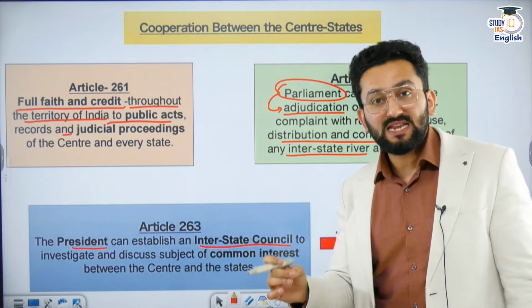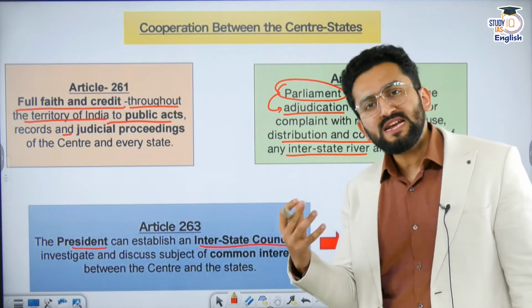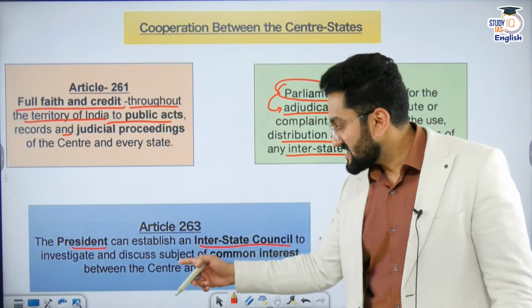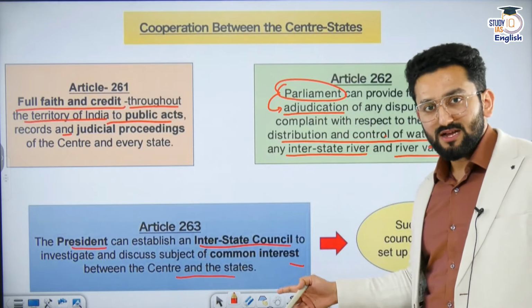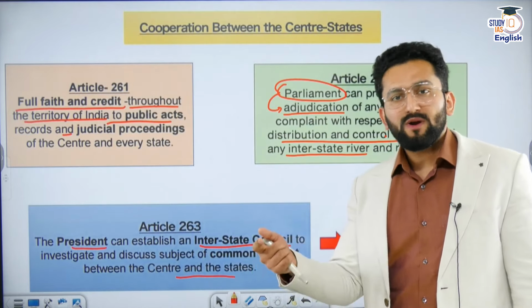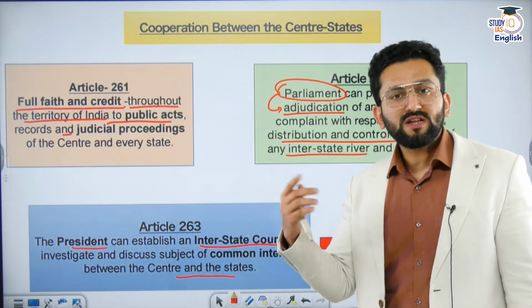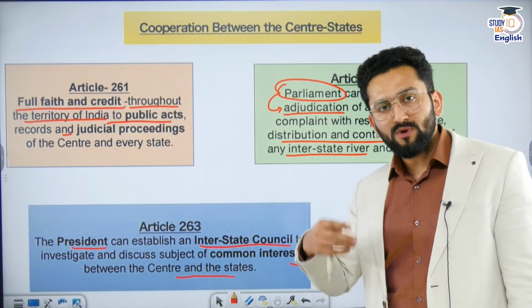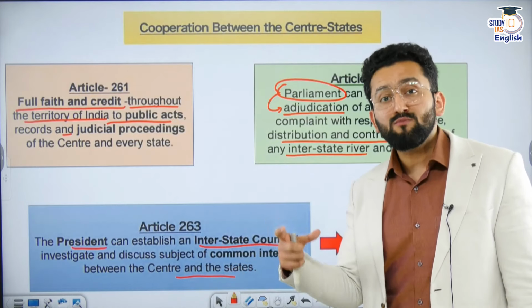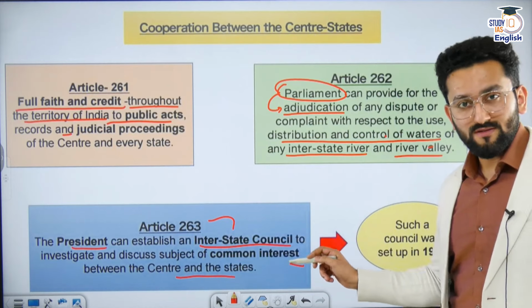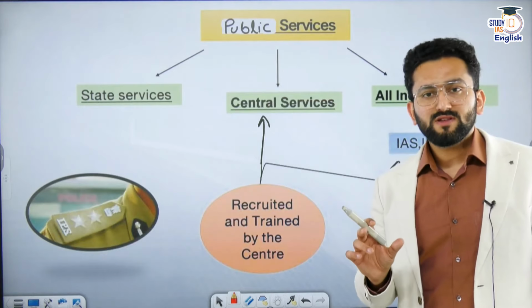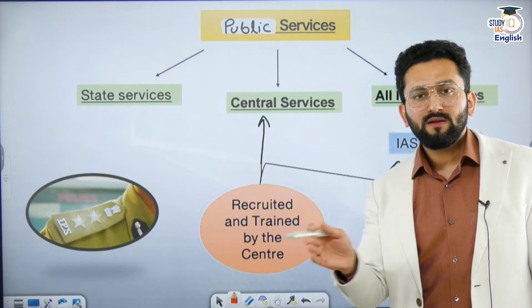But Article 263 has a provision with respect to any kind of dispute. What it says, President can establish an interstate council to investigate and discuss subjects of common interest between center and state. So in an interstate council, there can be a possibility that two states are having opposing views on a particular point. Before it becomes an open dispute, it can be resolved with proper talk and coordination, arriving at a particular decision and then executing that decision. So you need a dedicated body for that, and that body is the Interstate Council. Such a council was established in 1990. That's factual information.